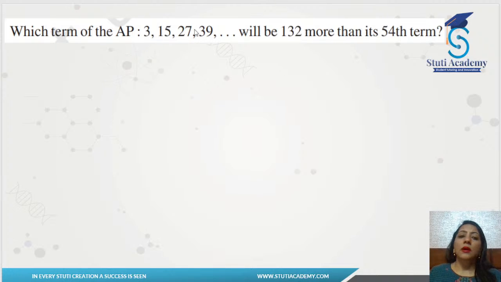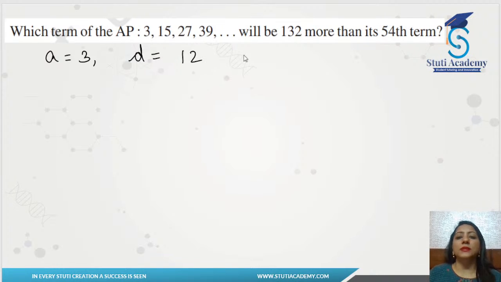Now the next question. Which term of the AP 3, 15, 27, 39 and so on will be 132 more than its 54th term? So the AP is given to us. We know that the AP here is 3, 15, 27, 39 and so on. A is 3 and the common difference here, as we can see, the difference between 3 and 15 is 12. And as the numbers are increasing, so d is positive 12.